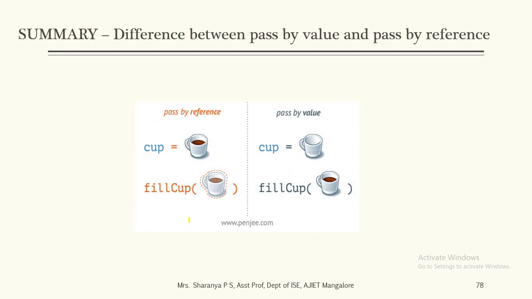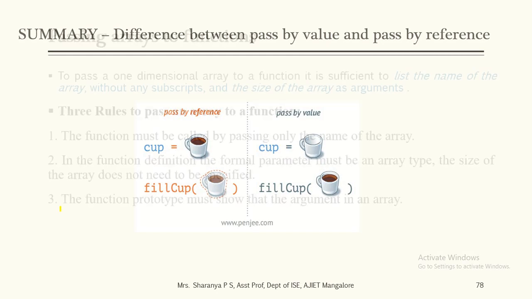If we look into one simple animation here, in pass by reference, whatever changes are done are going to be reflected onto the actual parameters. Whereas in pass by value, the changes can be observed only in the formal parameter, not in the actual parameter. This is what pass by value and pass by reference are.